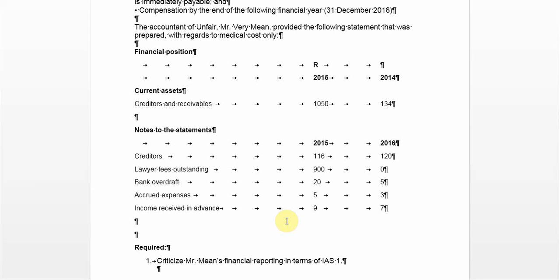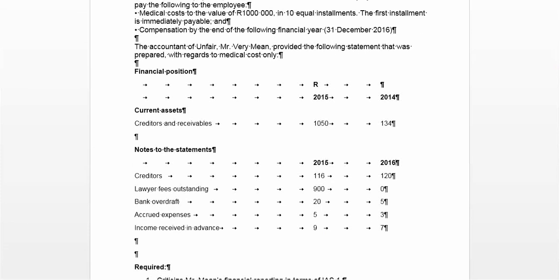The only thing that they forgot about is the fact that they only have medical costs included in this note. And if we look at the court order, they say there's medical costs as well as compensation by the end of the following year. So they've not accounted for the compensation that is due next year. And that compensation should be a current liability, because within the next year it needs to be paid. They've also not displayed an amount for it anywhere. So the treatment here thereof is not correct.